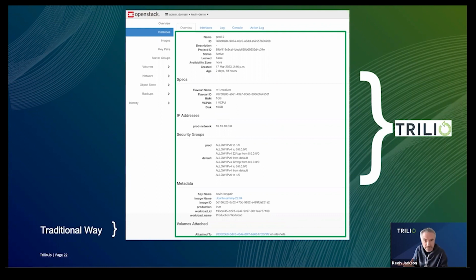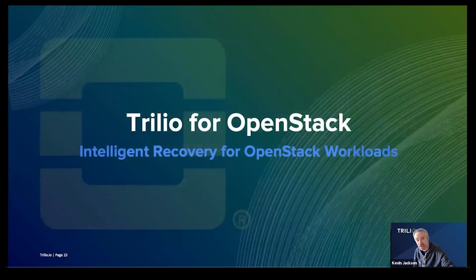The Trilio way takes care of all this. It essentially understands all this extra metadata, all this extra detail, plus any and all of your data associated with your virtual machines. And yes, we capture network detail, we capture the flavors, we capture all this.